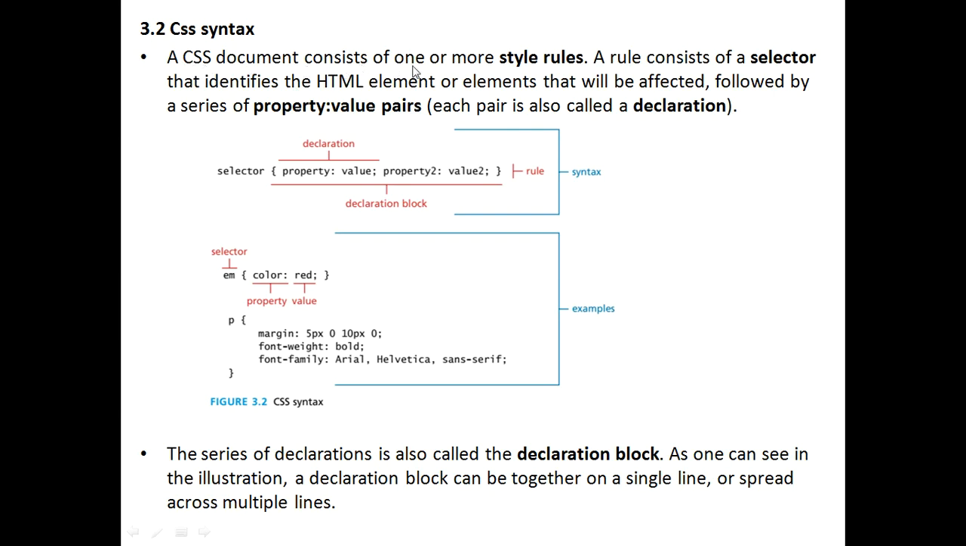A CSS document consists of one or more style rules. A rule consists of a selector that identifies the HTML element or elements that will be affected, followed by a series of property colon value pairs. So what the definition says is, to write the CSS, there are style rules. How can we write the style rules? You have to follow two important points. First point is a selector. Second point is a property value pair.